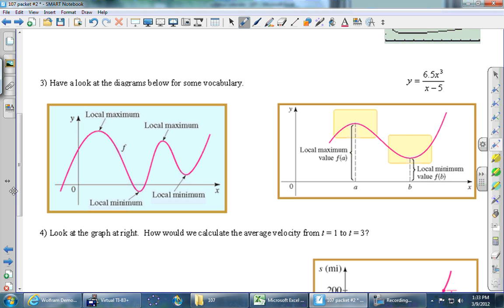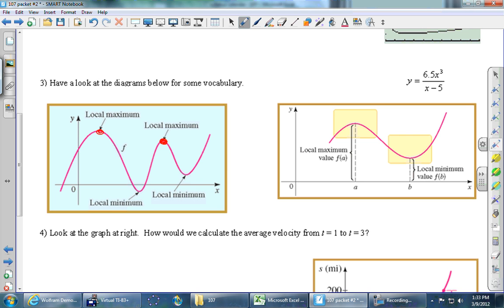And I just want to make a distinction. Is this guy right here the highest point on the curve? No. So we have to put the word local in the front. We're not saying it's the absolute maximum on the curve. We're just saying locally, if you're looking only nearby, it is higher than its neighbors, right?